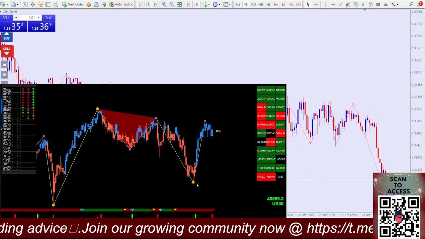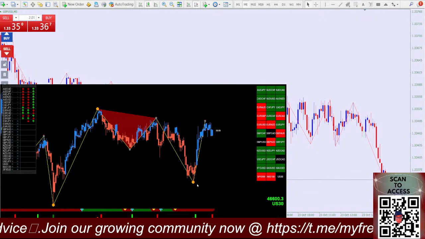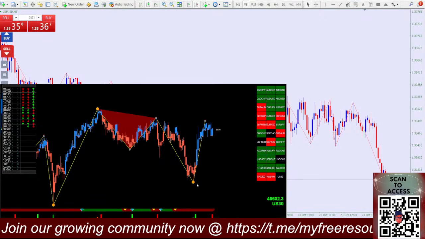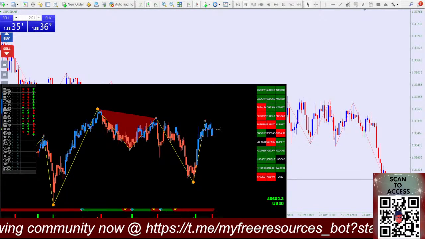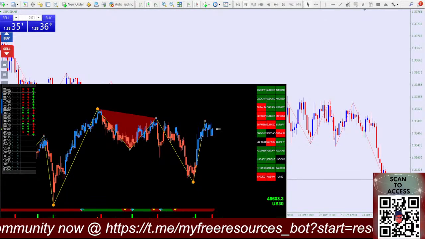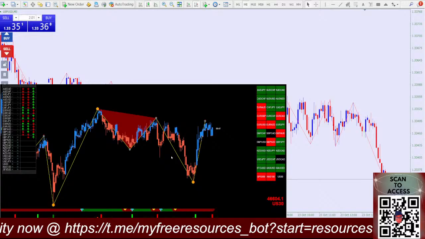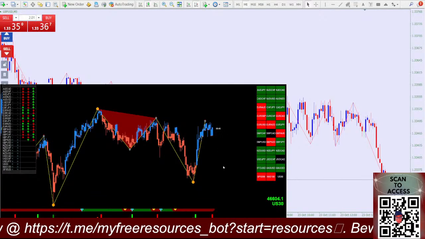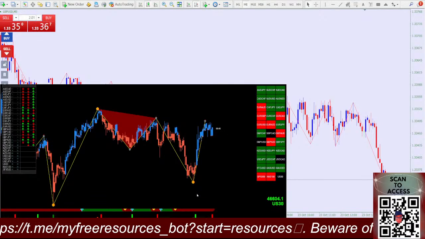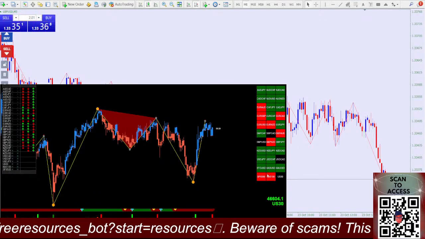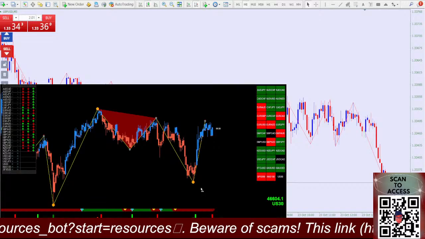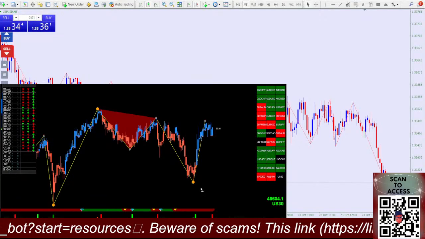That was a good sell. That was a good sell. That was a good sell. That was a good sell. That was a good sell. Now we have a twin body for a possible buy here. Still waiting for confirmations. Now let's look at Nasdaq, NAS 100.